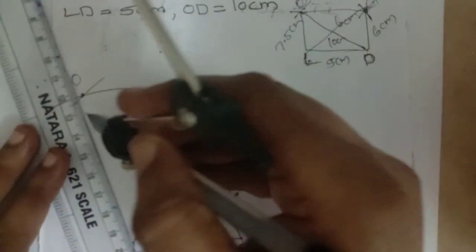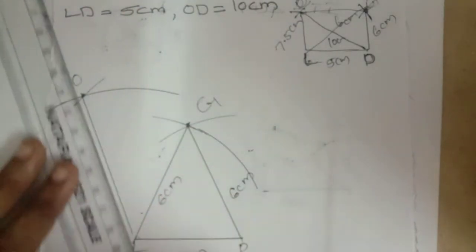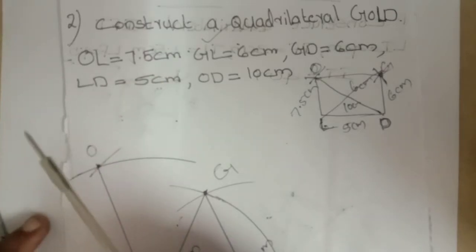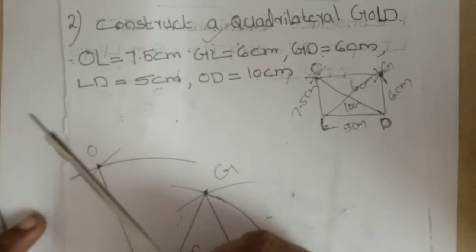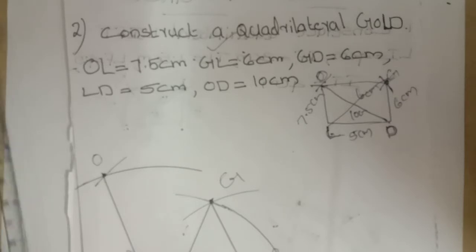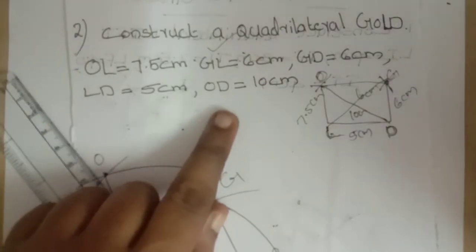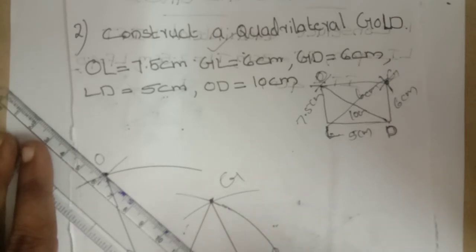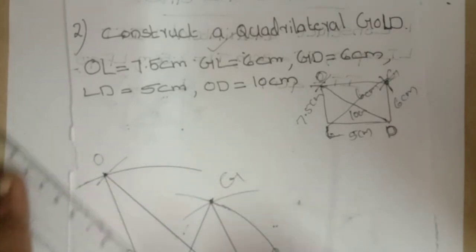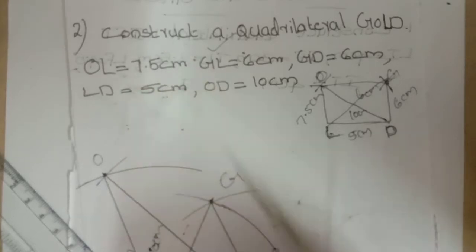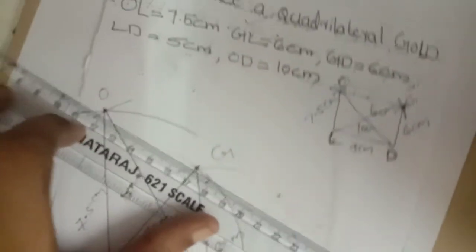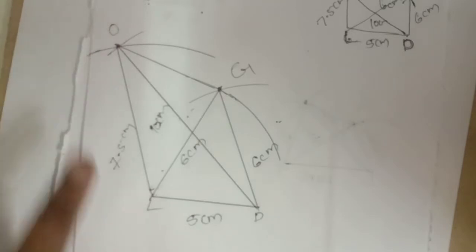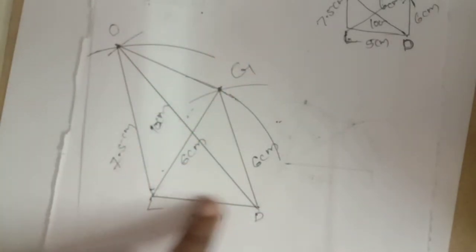That intersecting point we mark as our required alphabet O. Then join O to L. O to L, how much is our measurement? OL measurement is 7.5 centimeter, so that measurement is right. Next, which line did we join? OD line. How much did we take? 10 centimeter. So mark O to D as 10 centimeter. Then simply join O to G and we get a quadrilateral. Which quadrilateral? GOLD. See, this is our quadrilateral.